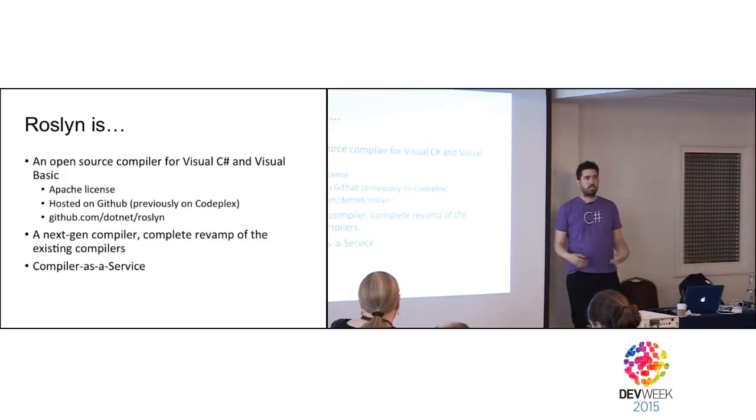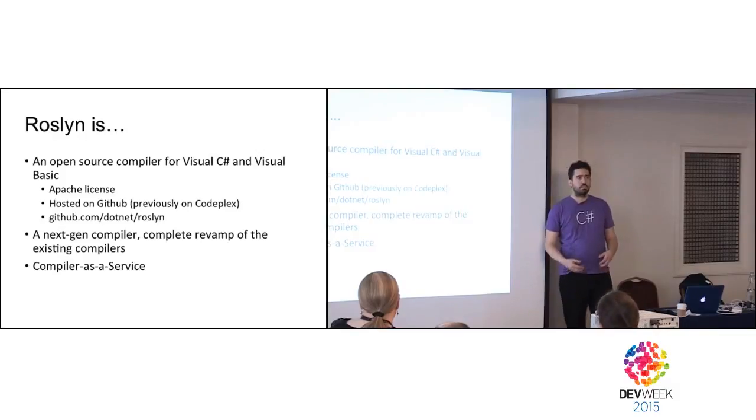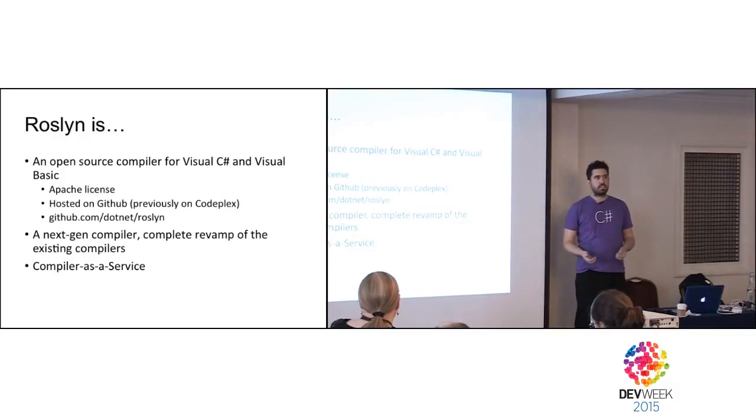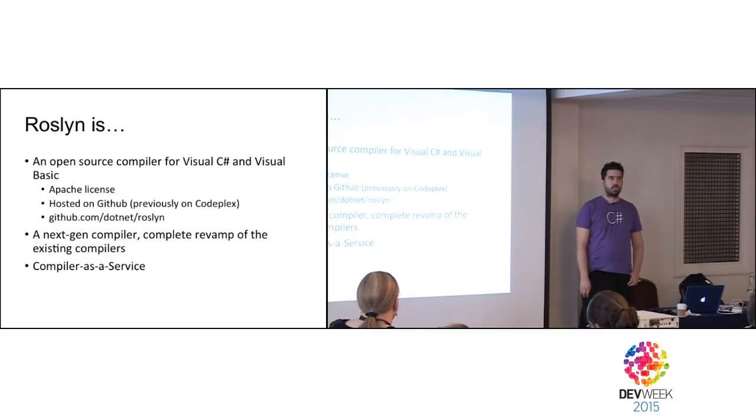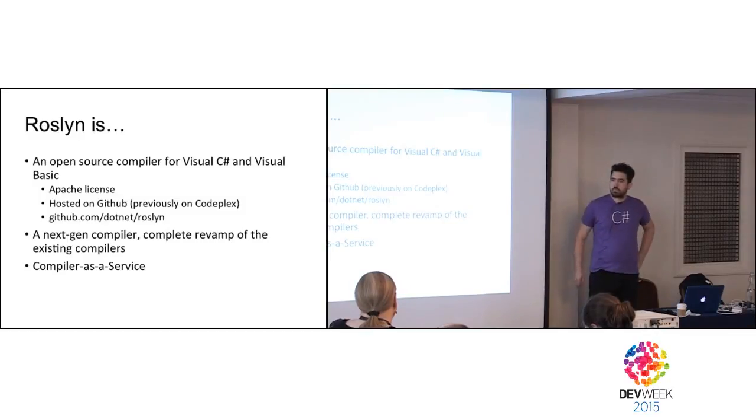So what is Roslyn? To put it in plain terms, it's a compiler for C# and VB. It's brand new, and it's open source. It's published on GitHub. It was previously on Codeplex, and it's under the Apache license, which means you can just fork it, do your C# or D#, whatever you want to create, and use it as you want.